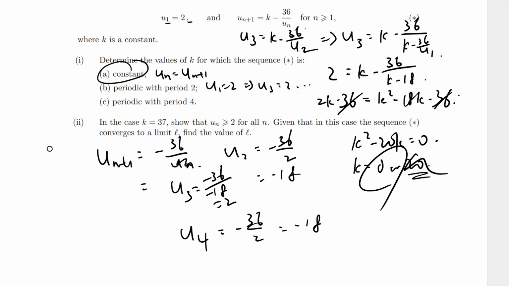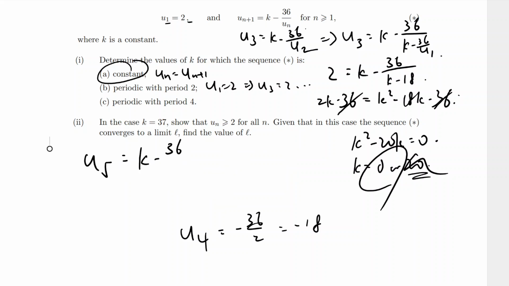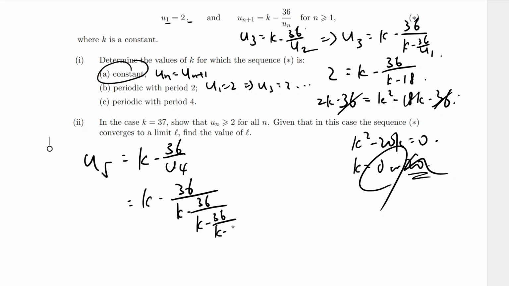Now, how about part C though? Periodic with period 4. Okay, it's sort of the same approach. Let's do that. So, this is going to be slightly more annoying though, because you get a massive equation in general. So I need u5 equals k minus 36 over u4, and so on. I'm not going to write everything, but how many 36s do I actually need? Maybe 4 of them, over k minus 36 over k minus 36 over u1. I suppose the equation should look like that.